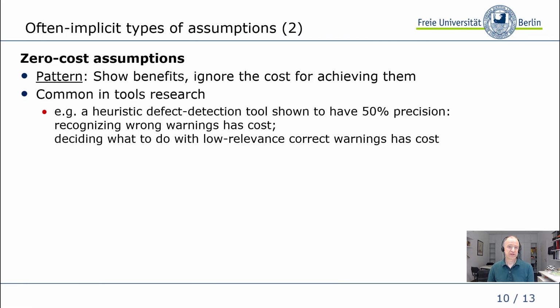Type 3, zero cost assumptions. The pattern here is that the research demonstrates some benefits of something, very often tools work, but ignores the cost for achieving those benefits. An example might be a defect detection tool that's heuristic and that's shown to have a precision of 50%. So half of its warnings are correct, true defects, half of its warnings are wrong, false positives. But the problem is that recognizing which warning is correct and which is wrong has a cost, and deciding what to do with a correct warning that has very low relevance also has a cost. And ignoring that cost means we cannot judge the benefits correctly.